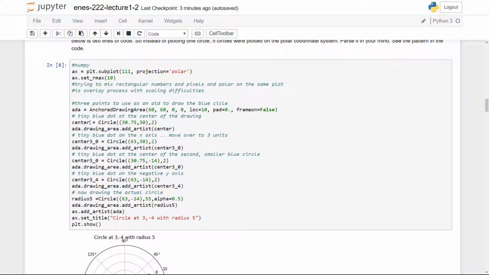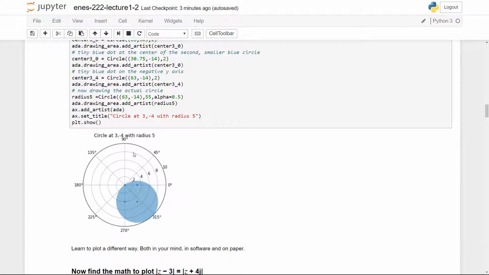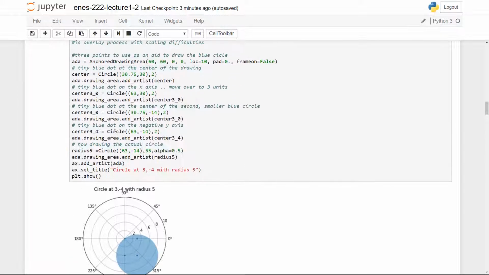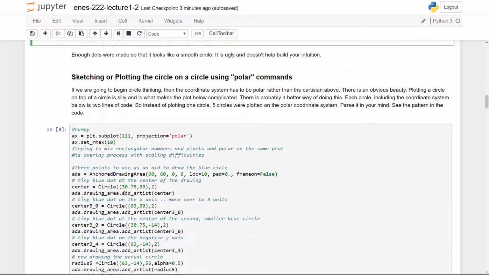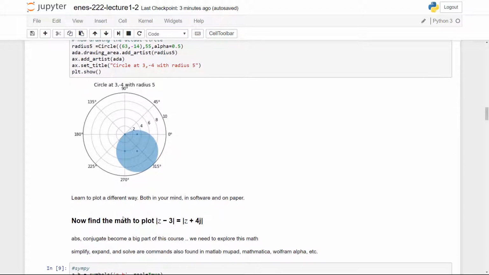If you look at this code, you can see just a circle command, a circle command, draw a circle. 1, 2, 3, 4, 5 circles. So you've got 1, 2, 3, 4, and then this blue circle's 5. This comes from the coordinate system. This is like the x and y coordinates, except for we have radial coordinates and angle coordinates. So we need to learn to plot a different way, and it actually is much simpler. This is a much more complex diagram than this one. This one helps build our intuition.